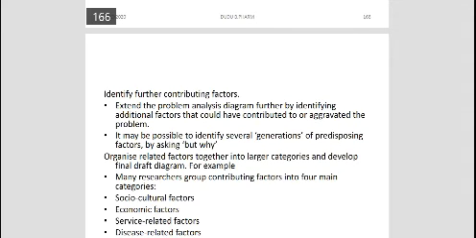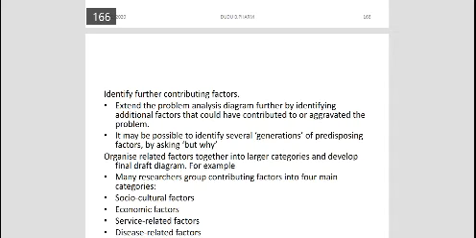And then identify further contributing factors. Extend the problem analysis diagram further by identifying additional factors that could have contributed to aggravating the problem, which means the factors are not only two, there may be 3, 4, 10, even 20 plus. I hope you get the point. So the diagram may expand according to the factors that have been found by a researcher. So it may be possible to identify several generations of predisposing factors by asking, but why? Now you have seen the problem, but why?